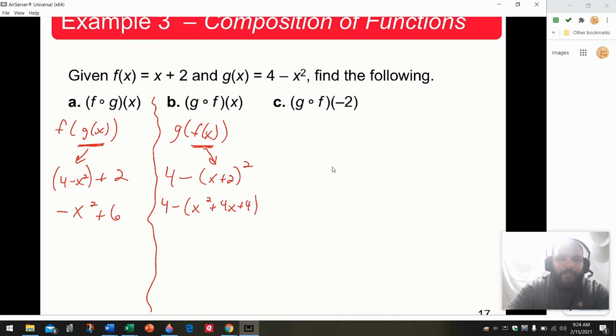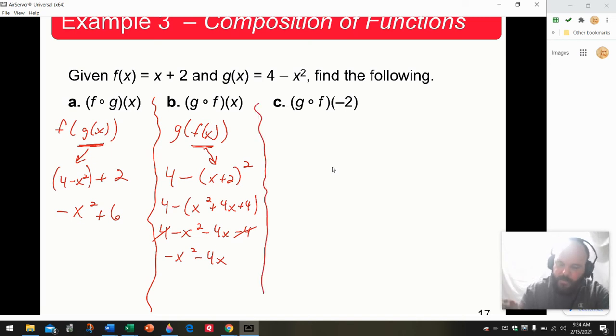Now, once that's FOILed out, that negative is going to need to be distributed to everything. So it's 4 minus x squared minus 4x minus 4, just like that. And then the last thing is going to be to combine our like terms and reorder so it's in standard form. So we'll have negative x squared minus 4x, and then we have a positive 4 and a negative 4, so those cancel. And there's our final answer for part B.